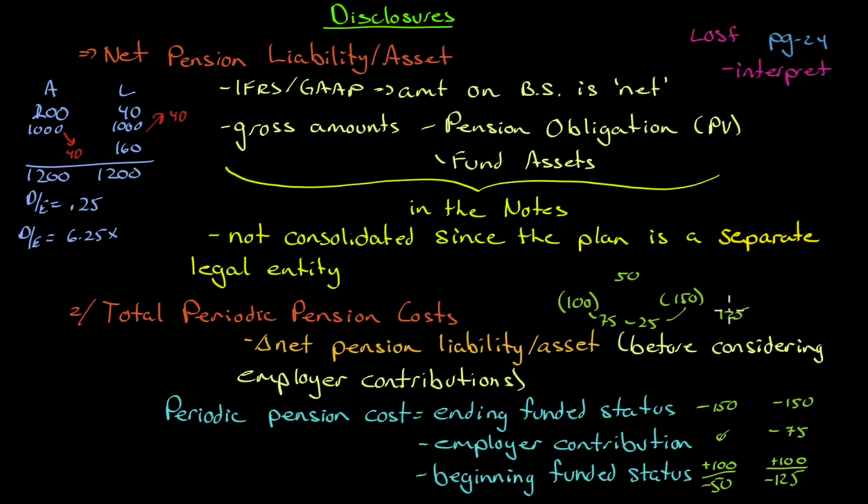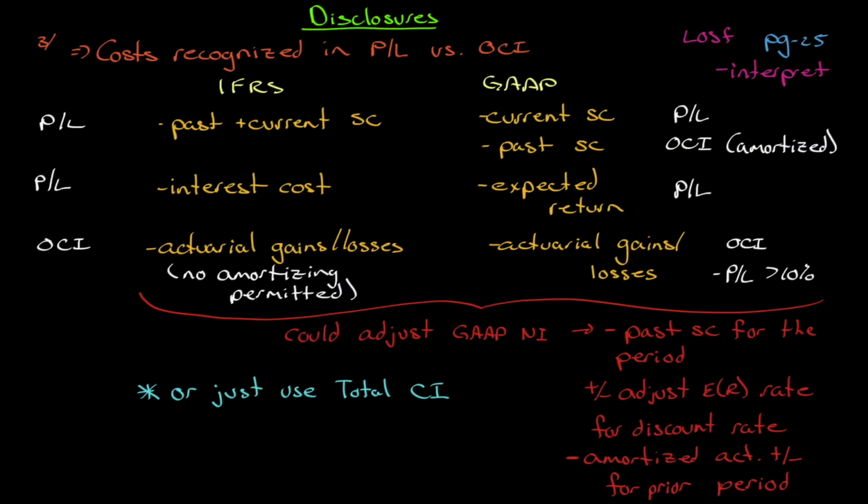Now, no matter where the components of this 125 are, in OCI or in P&L, it would have had to show up in the liability anyways. So if we just take the change in the net liability or asset and reduce it by the employer contributions, we're good to go.